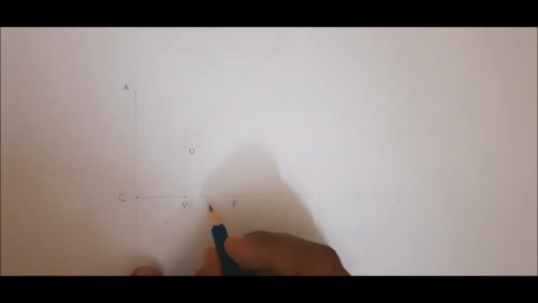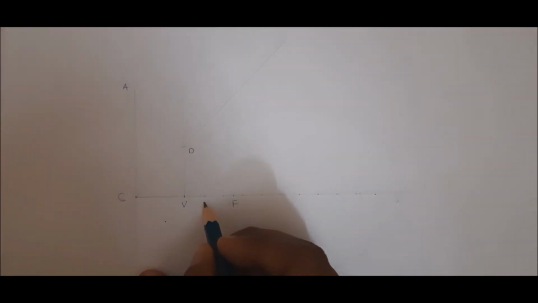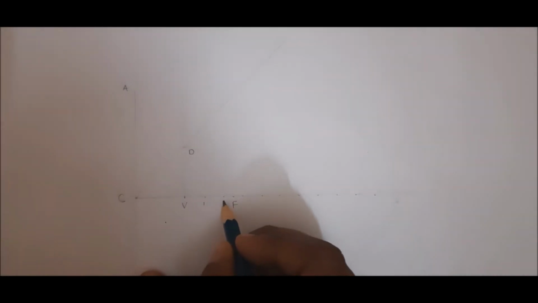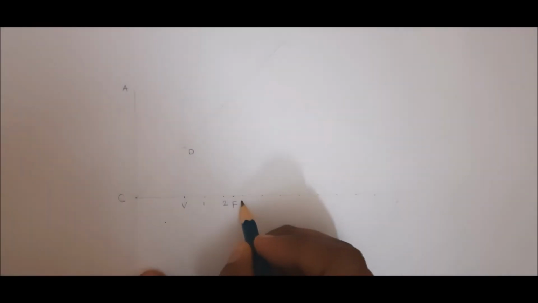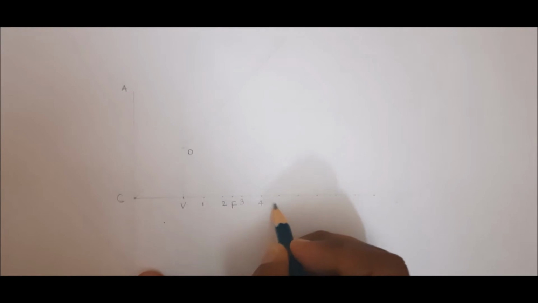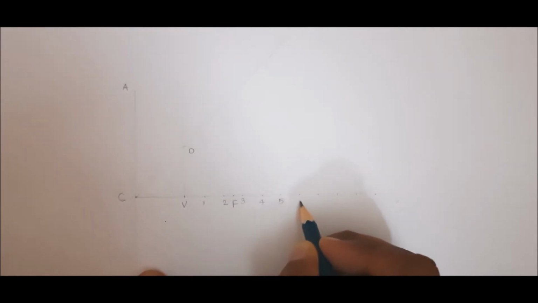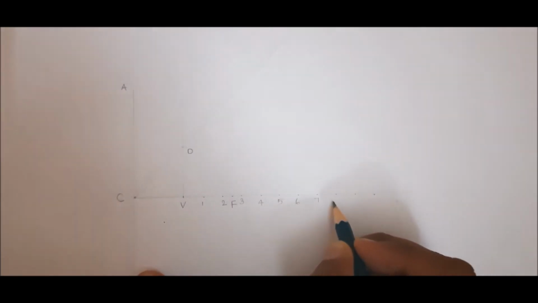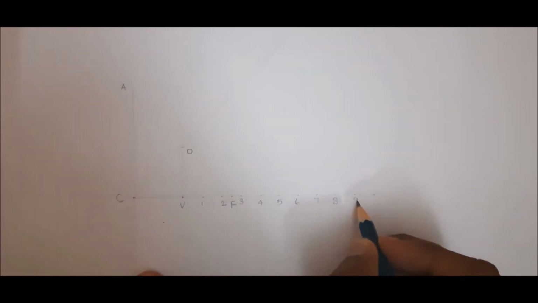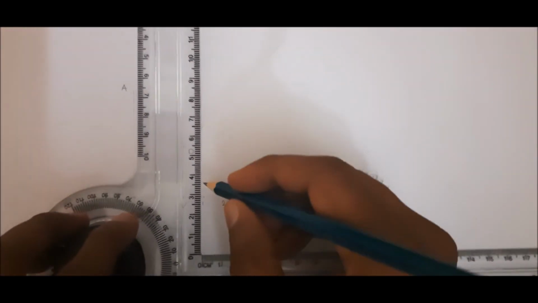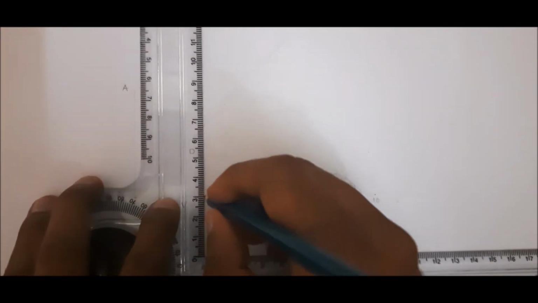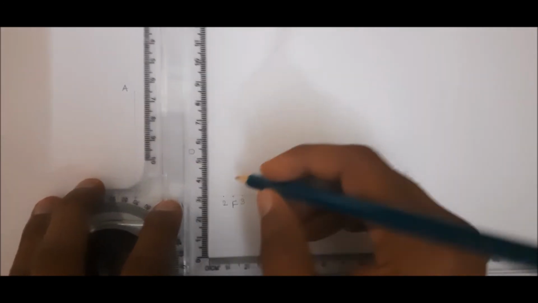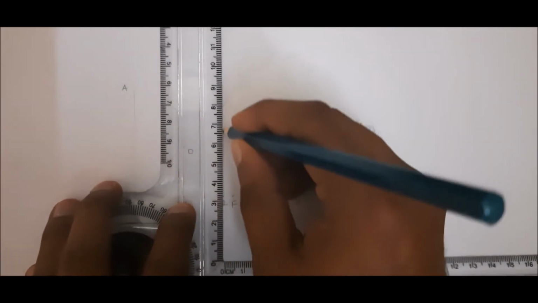Next I am going to give names to these points. This is 1, this is 2, this is 3, this is 4, this is 5, this is 6, this is 7, this is 8, this is 9 and this is 10. Then I am going to extend this point 1 to this inclined line. Similarly I am going to extend for 10 points.